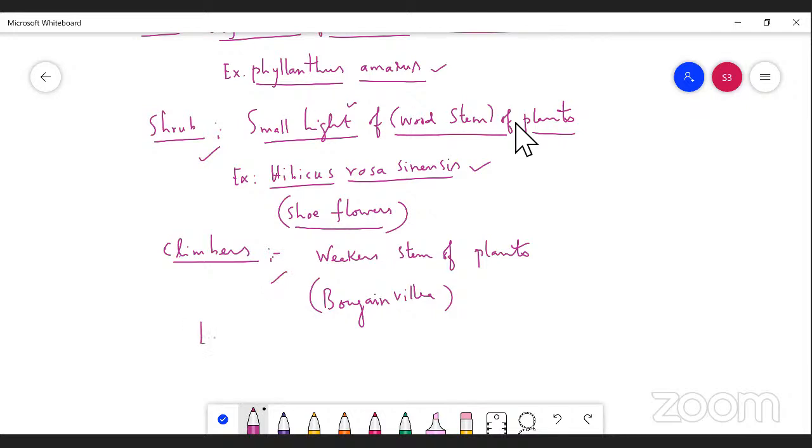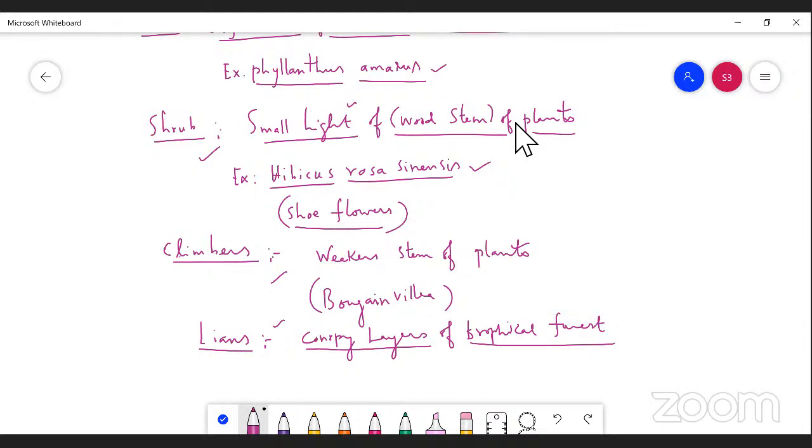Lianas. An example is lianas. The lianas are only found in the canopy layer of the tropical forest. For example, pinus.